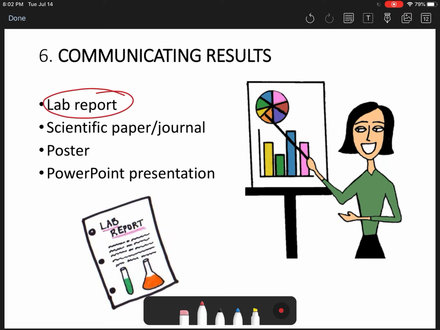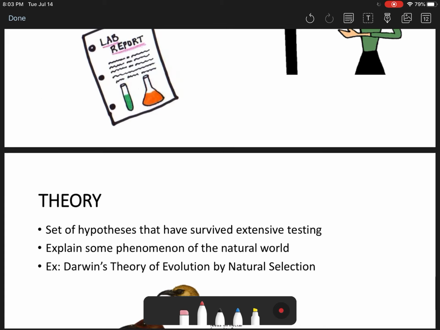Usually we are going to be doing this in class. I might have you read some examples of scientific papers or journals when you're doing some of your background research. That's what somebody else has communicated from what they have done with their research. You may see posters up in the hallway. My genetics kids do research posters. That's how they present their data when they are done. And oftentimes you might do a PowerPoint presentation. You've probably had to do those in other classes too for communicating your results from other types of studies that you have done.